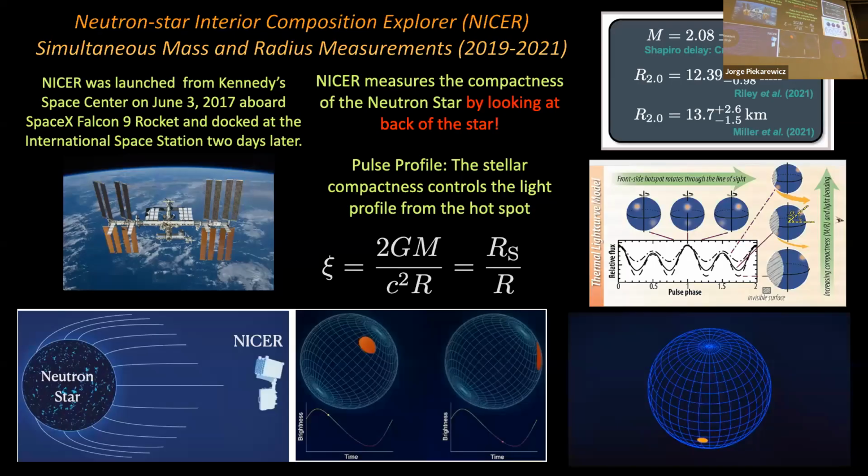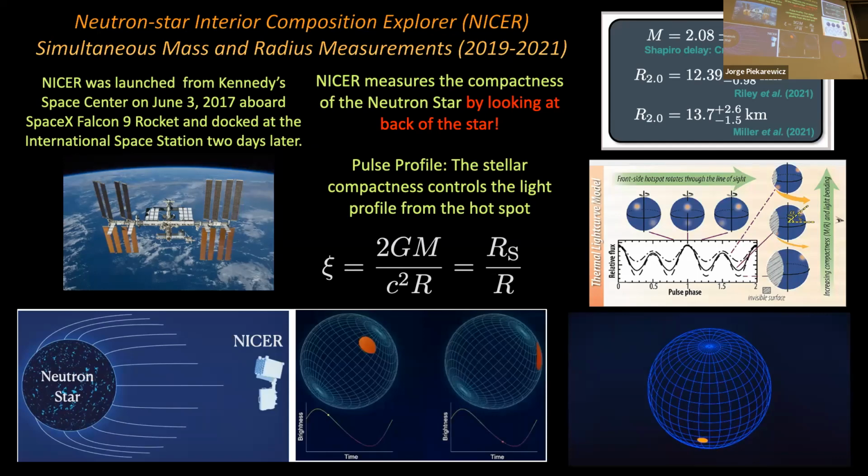So now let me go to the newest toy in town, which is NICER, which stands for the Neutron Star Interior Composition Explorer. NICER was launched from Kennedy Space Center aboard a SpaceX Falcon 9 rocket. And if you remember, that's the company owned by Elon Musk. So Elon Musk provided the rocket, and then 2 days later, essentially, it docked at the International Space Station. So if you go to the International Space Station, you will see the NICER instrument.